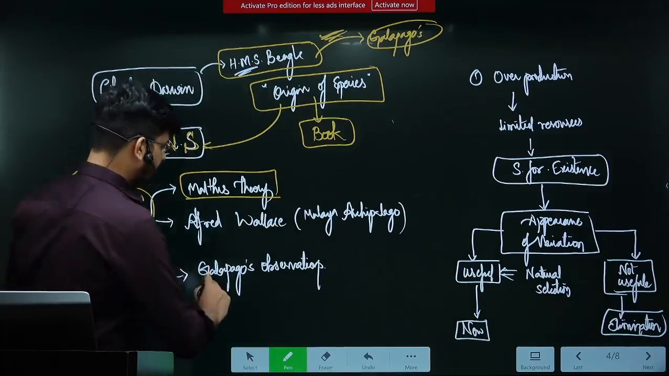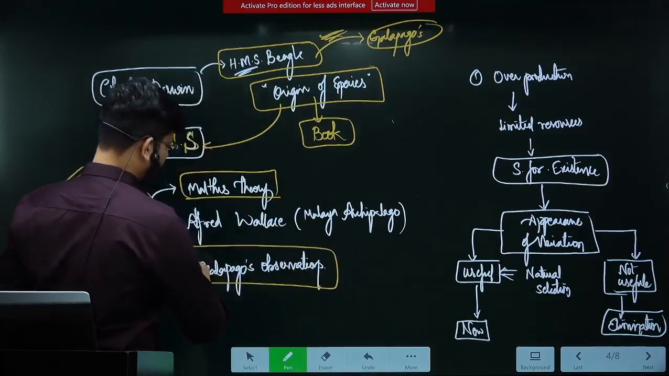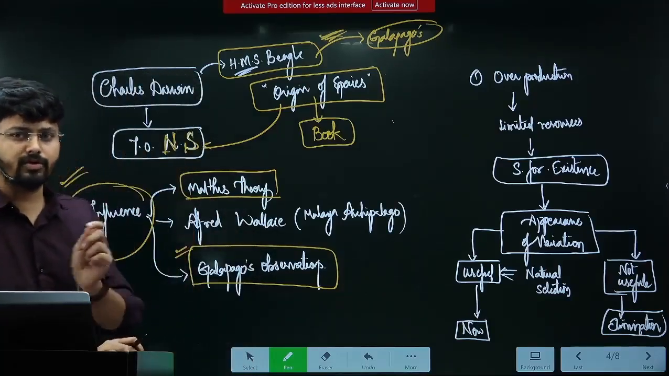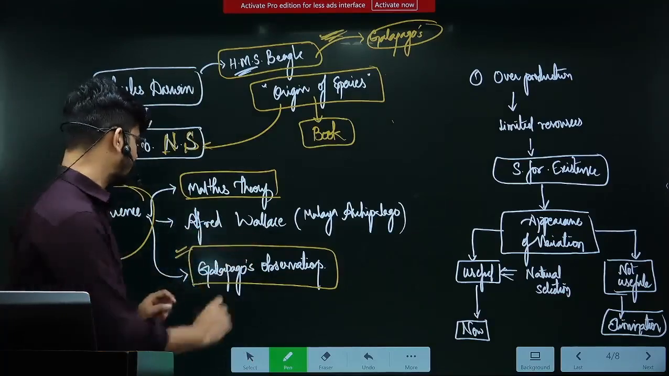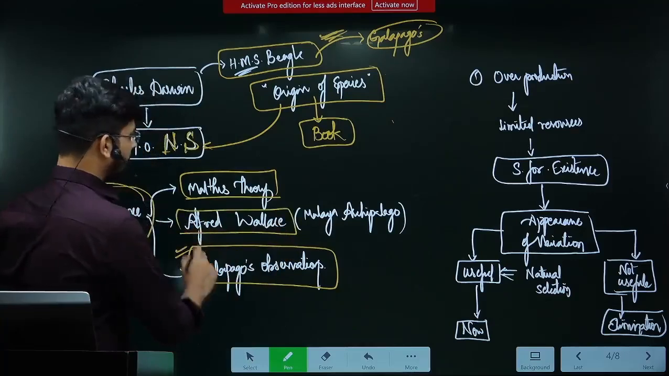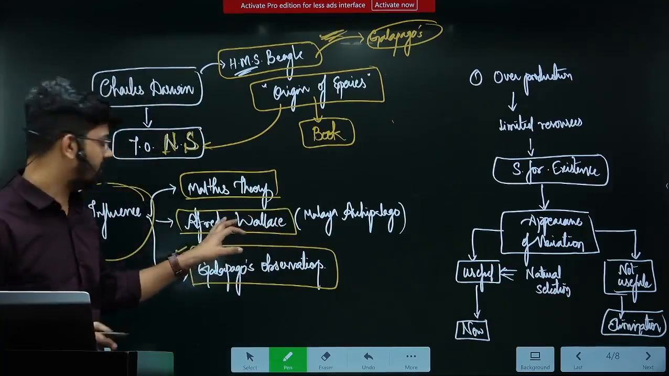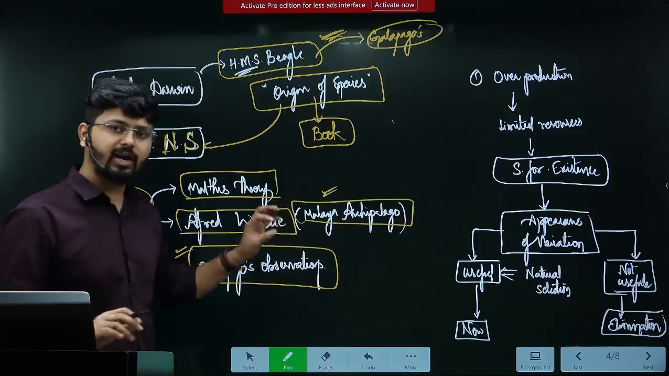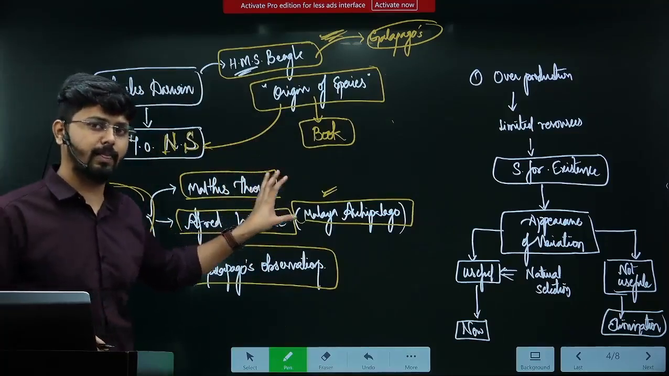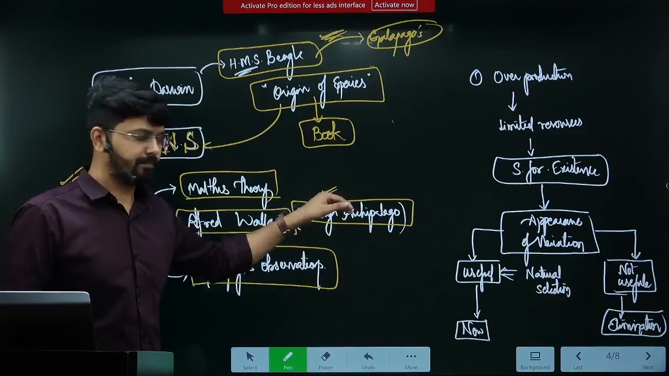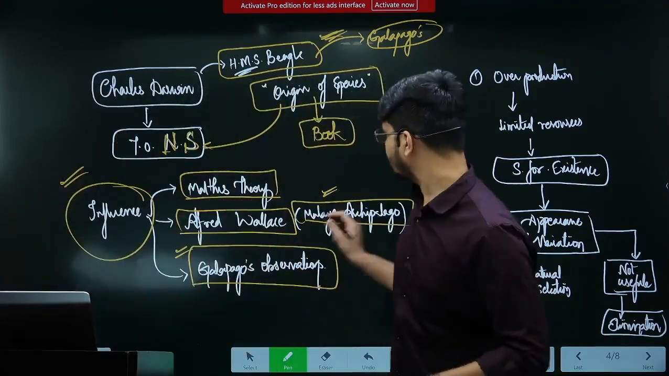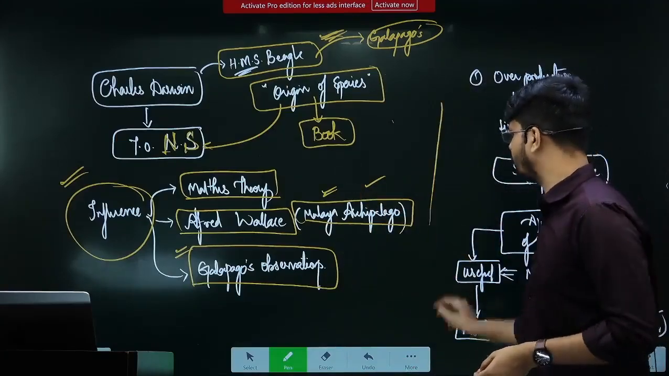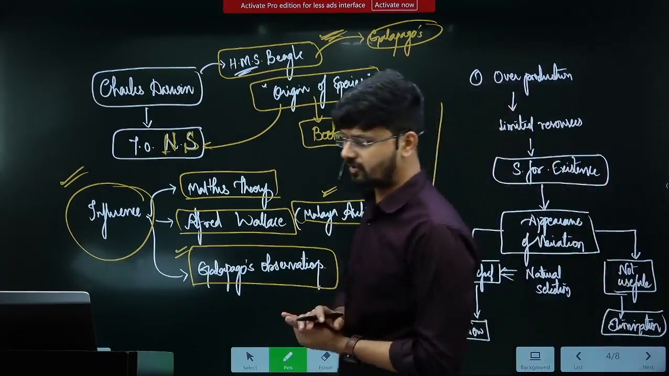At the same time, he had seen the finches in the Galapagos Islands, and he observed the variations present among the finches. And at the same time, one more person, Alfred Wallace, a Dutch botanist, was studying the Malayan archipelago and observed the same findings which Darwin had found. So these influences led him to give a theory regarding natural selection.